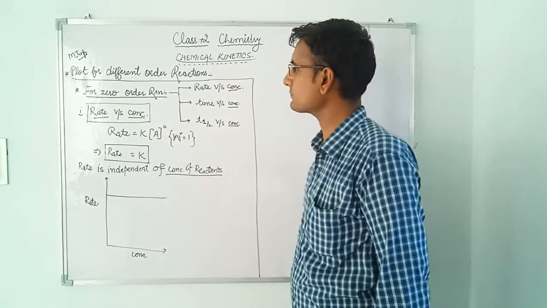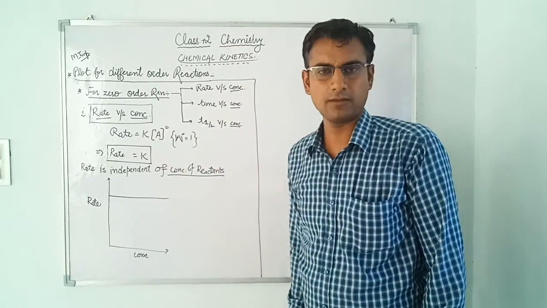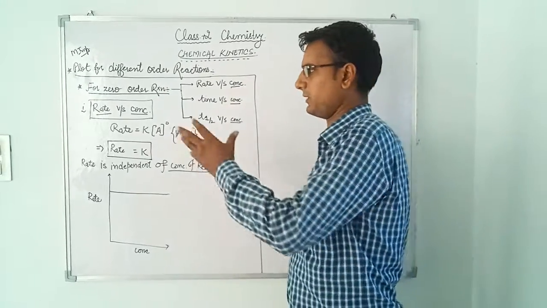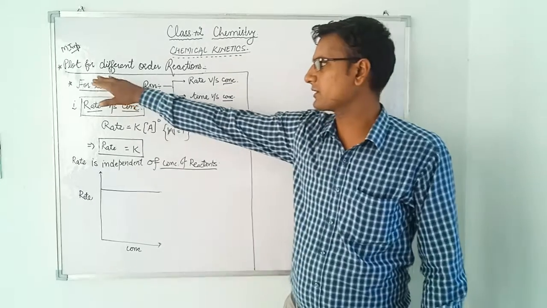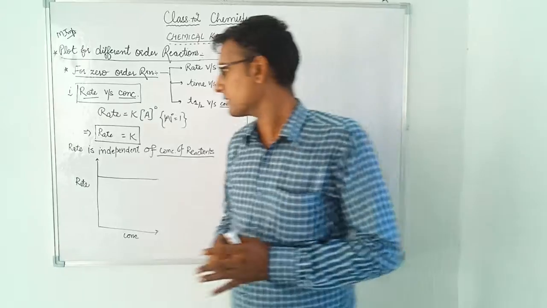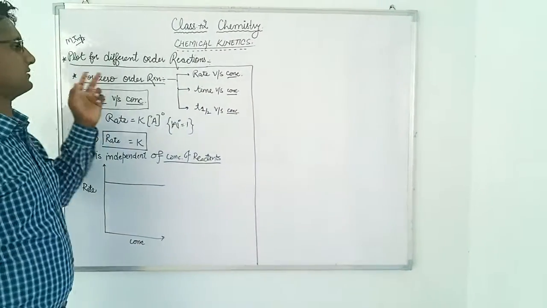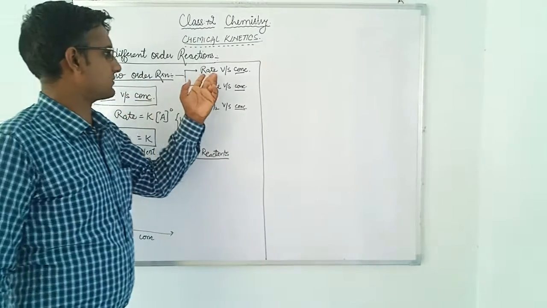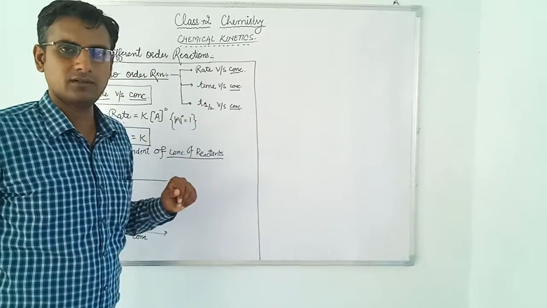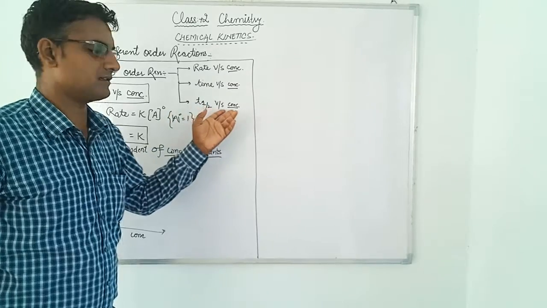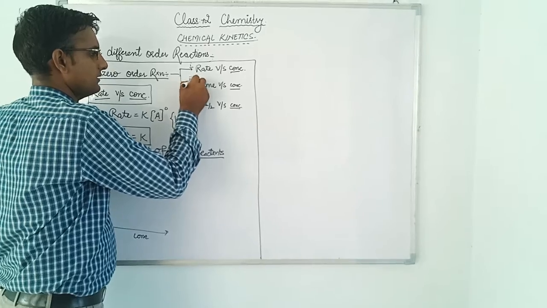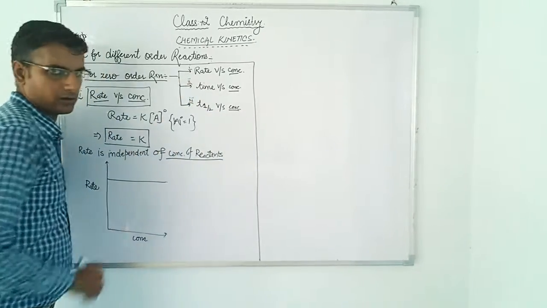Now students, first the most important in this chapter, chemical kinetics, we are going for the completion of this chapter. We have this topic, that is plots for various different order reactions. Now for the first, that is for the zero order reaction, it is rate versus concentration, time versus concentration, and the third one is t half versus concentration. In this we are going to form these three different plots.